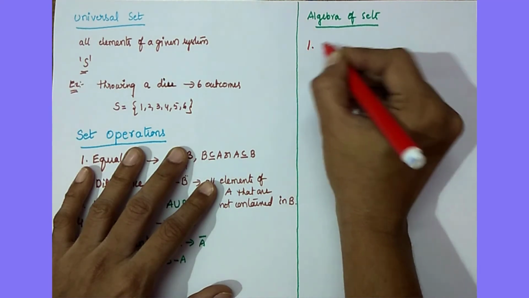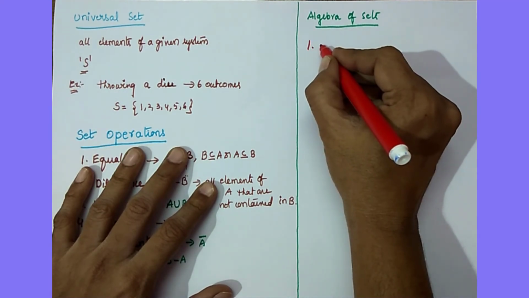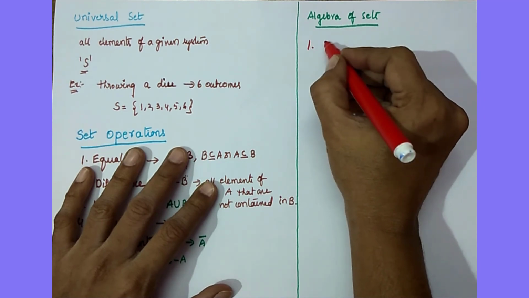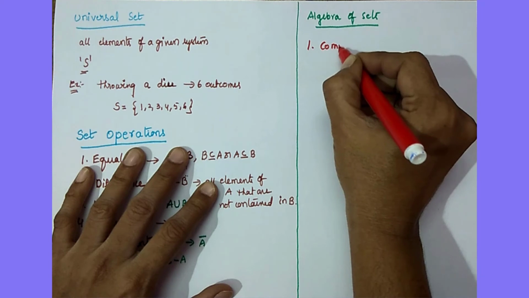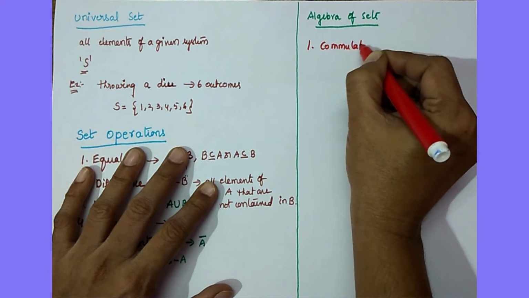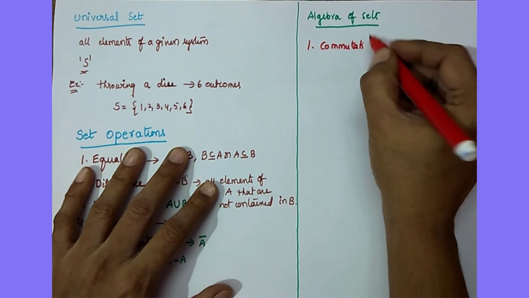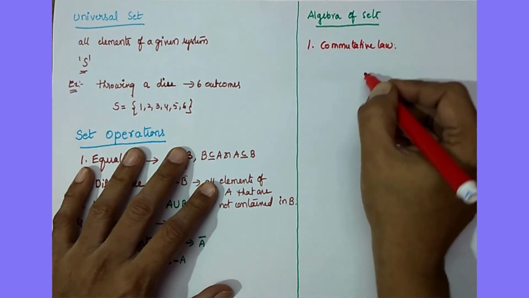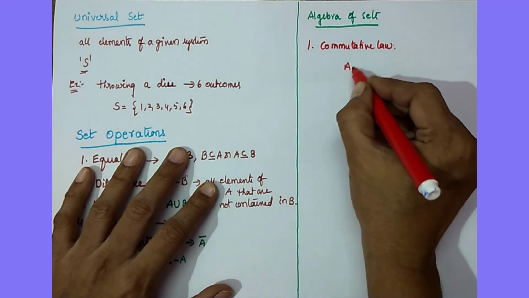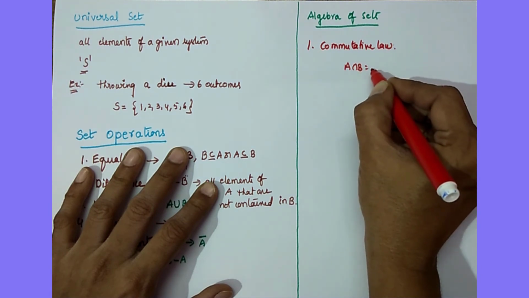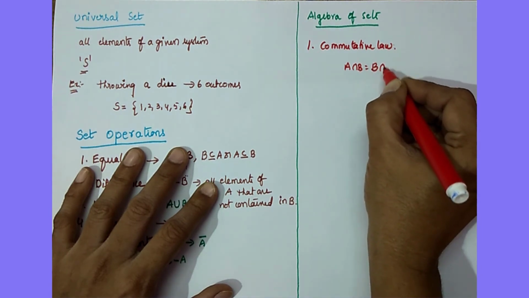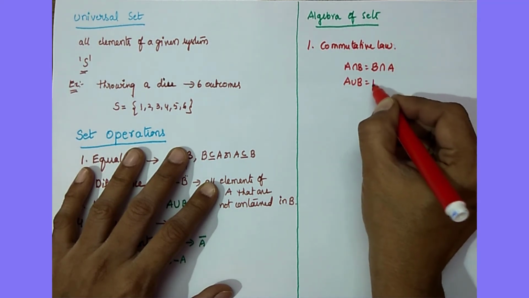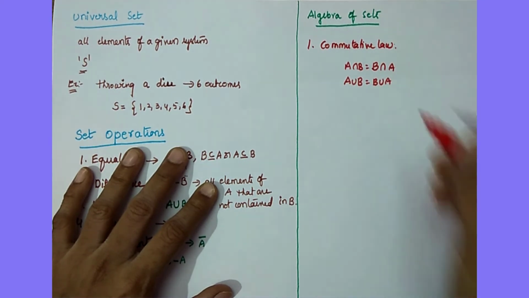In this concept, we're going to see various laws followed by our sets. First one is, you are all familiar with this, the commutative law. What is commutative law? A intersection B is equal to B intersection A, or A union B equal to B union A. This is commutative law.